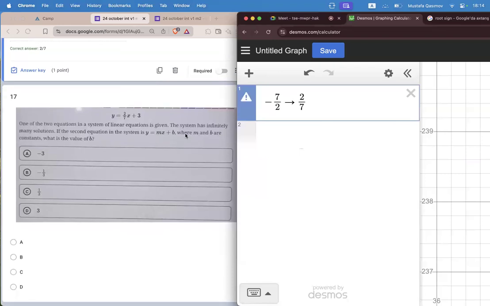17. If the second equation in the system is y equals mx plus b, because it has an infinite number of solutions, b is equal to 3. So the answer is 3, D.